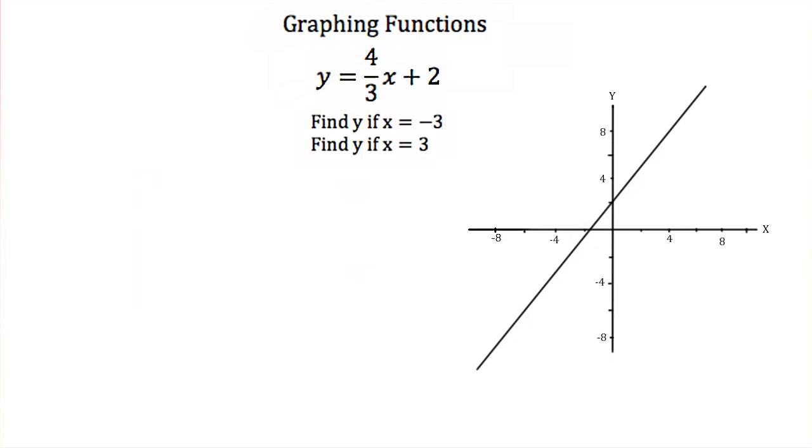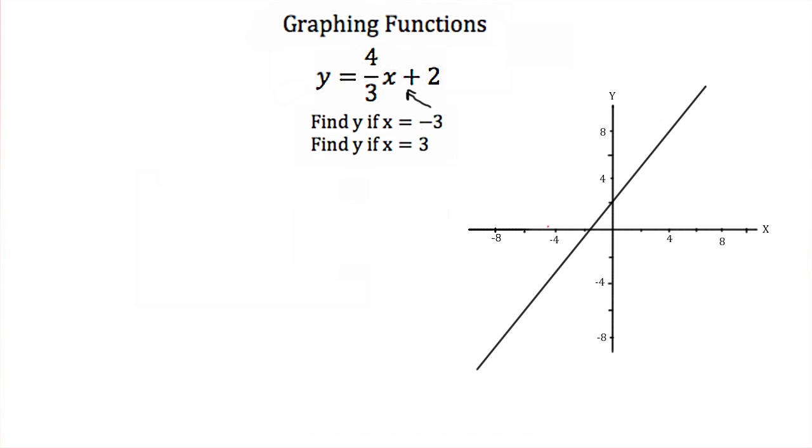For our last problem in graphing functions, we're given a function y is equal to 4/3 x plus 2, and we're also given the graph of y is equal to 4/3 x plus 2. And then it asks us to find y if x is equal to negative 3, and then find y if x is equal to positive 3. Well, instead of just plugging these numbers in for x, let's see if we can use this graph to solve our problem. Let's start with negative 3.